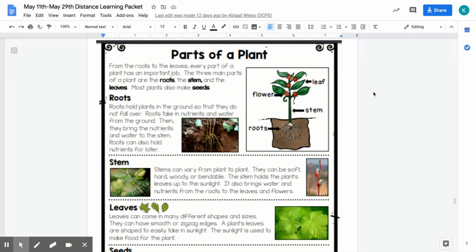Today is Tuesday, May 26th. We are going to read parts of a plant.